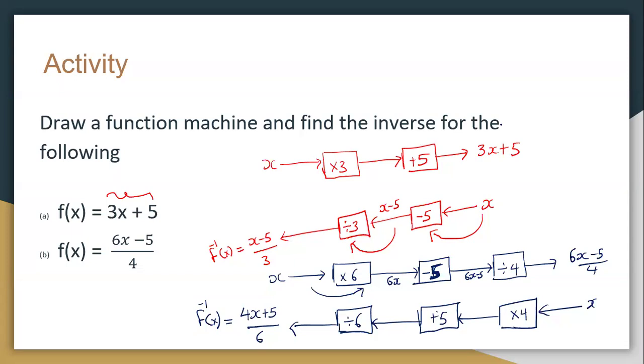Teacher, while inversing, why did you start with, for the first function, you started with x minus 5. What if someone starts with 5 minus x?